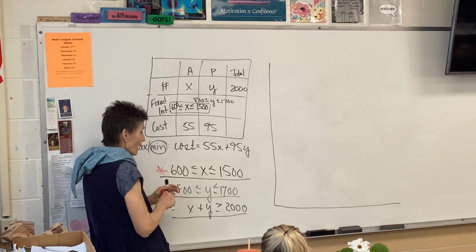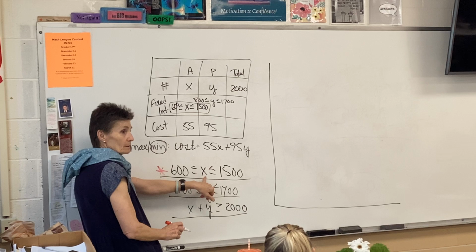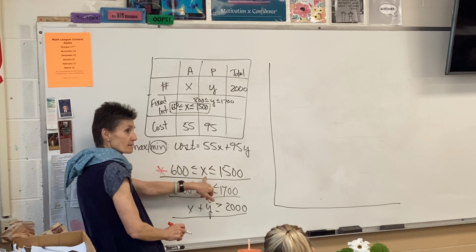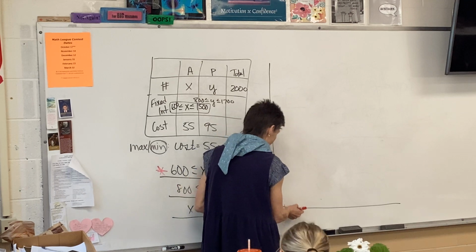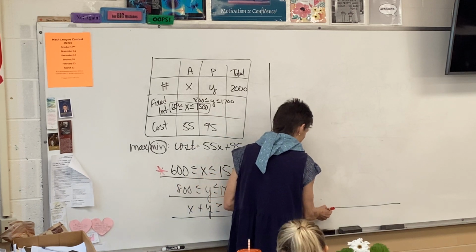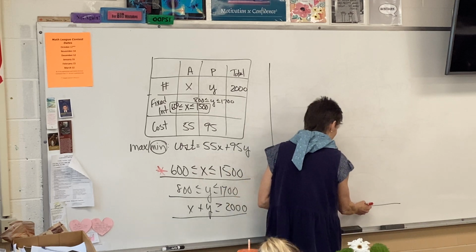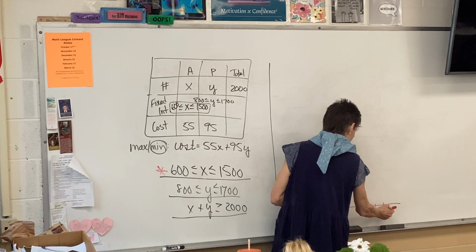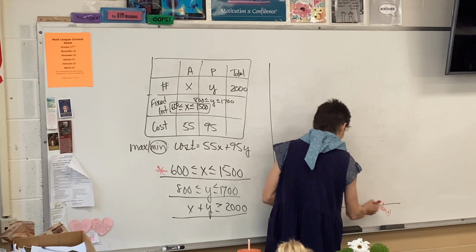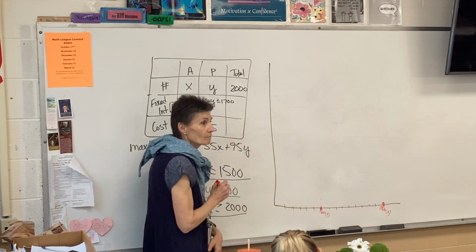How do I do that on my graph? I need to put that on my graph. What do I do? I go to my x-axis, and I put 600, so 1, 2, 3, 4, 5, 600. And I put 7, 8, 9, 10, 11, 12, 13, 14, 1,500. And then what do I do? Those 2 points, okay. What do I do now?